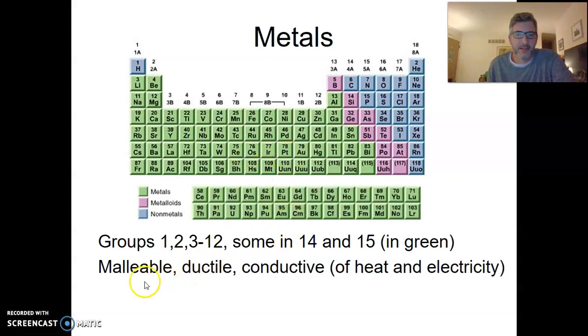All right, they tend to be malleable, which means you can hammer them into new shapes and flatten them out, things like that. Ductile means they can be stretched thin like a wire. Conductive of heat and electricity as well.